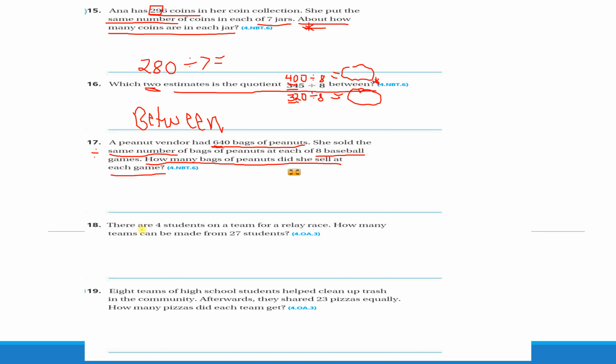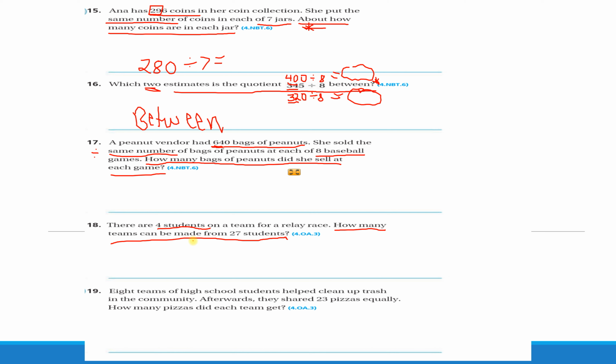Okay, number 18. There are 4 students on a team for a relay race. How many teams can be made of 27 students? So I can use repeated subtraction for this one. If I wanted to, I can minus 4, and each time I take 4 students away, that would count as one team. Or I could just divide 4 into 27. Now what we're really doing is interpreting the remainder. So figuring out, because 4 won't go into 27 evenly.